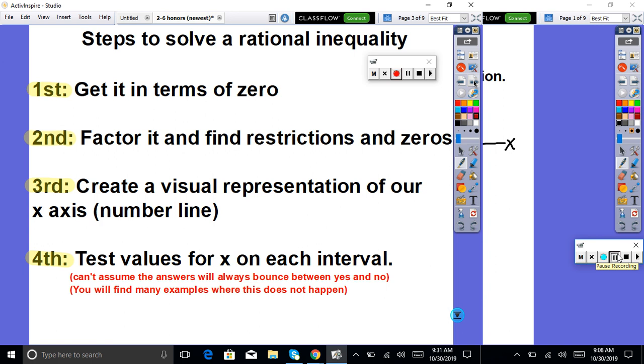However, we cannot assume that that always happens. What happens is students will see that happening so many times that they'll assume it always happens, and it really doesn't always happen. There are many examples, even last hour, where it didn't bounce. So we can never just assume that. Do you get what I'm saying? It's not always going to be yes, no, yes, or no, yes, no. Not necessarily. So we're just going to always test.